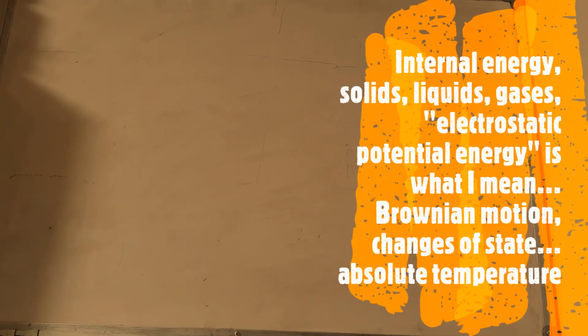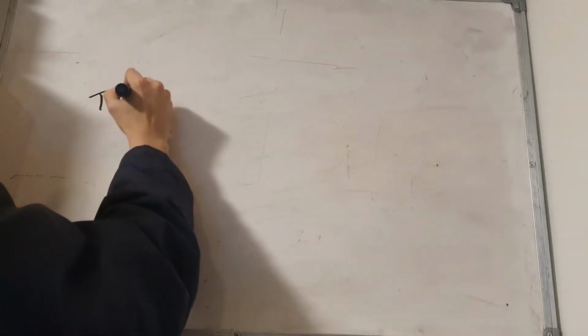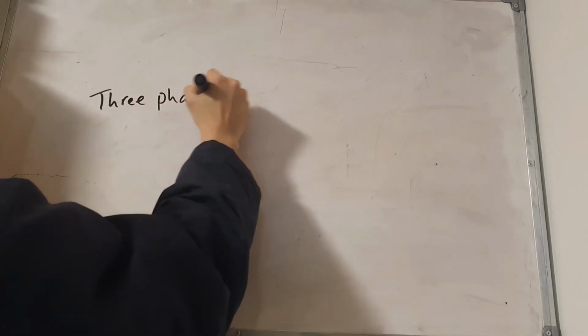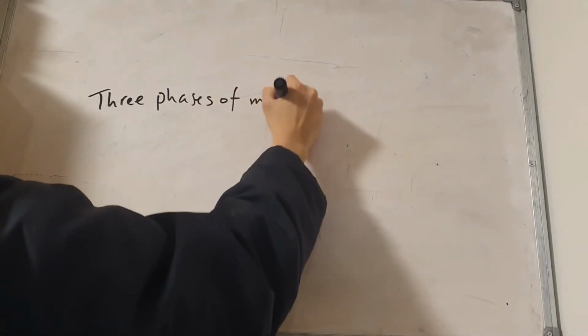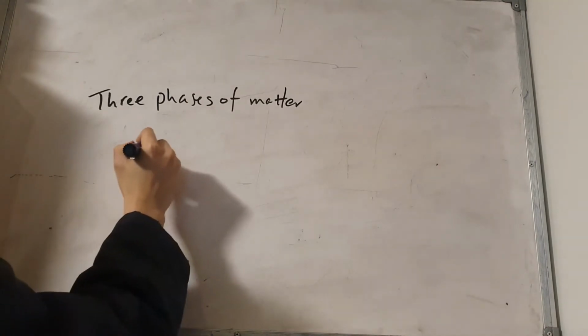We're going to be talking about internal energy and solids, liquids, gases, electric potential energy. We're going to be talking about Brownian motion, changes of state, and absolute temperature. All right, so let's talk about the three phases of matter, the main ones.